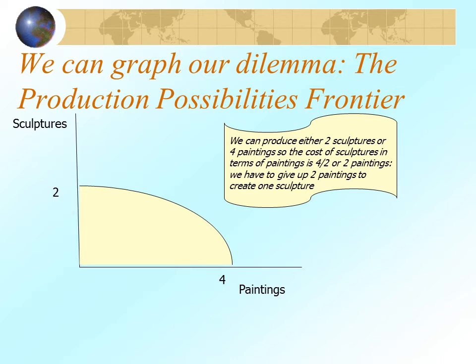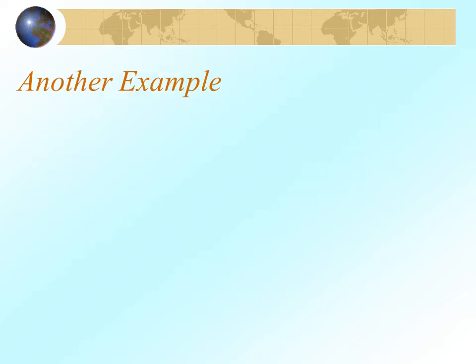We can either produce 2 sculptures or 4 paintings. So the cost of sculptures in terms of paintings is 4 divided by 2, or 2 paintings. Also notice that this graph right here has a funny shape to it. It looks a little concave right here, and that's on purpose. What that means is that to go from one good to the other, you have to give up more of the other. So let's look at another example.